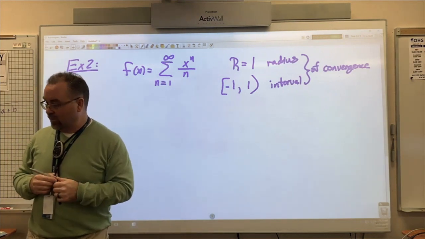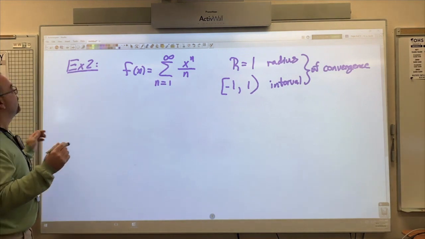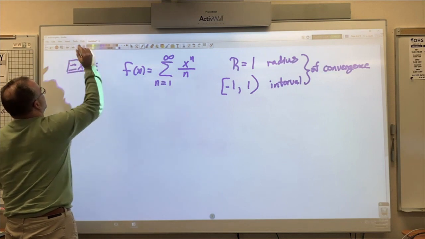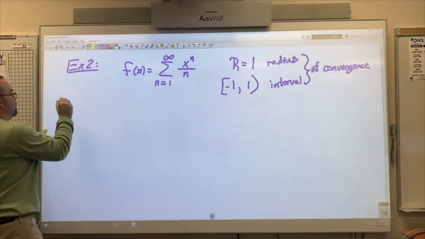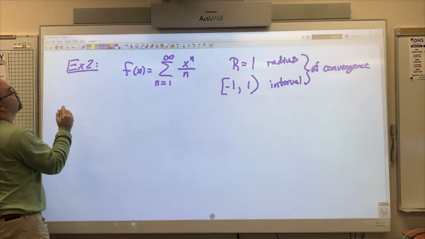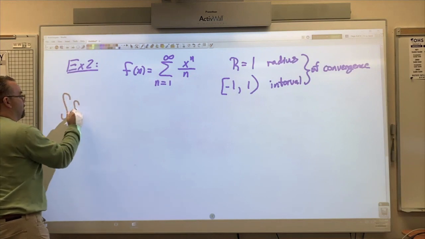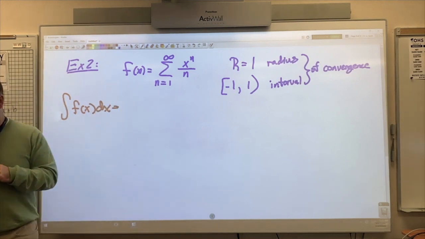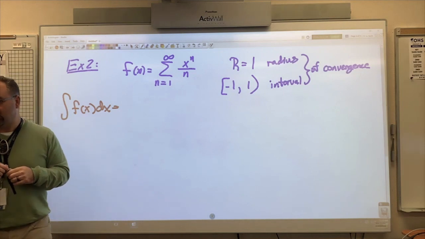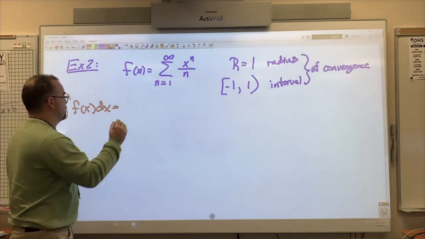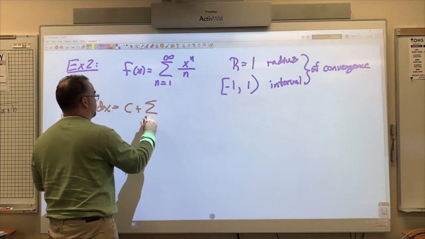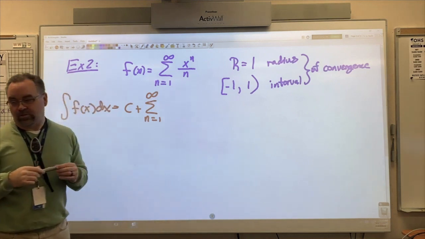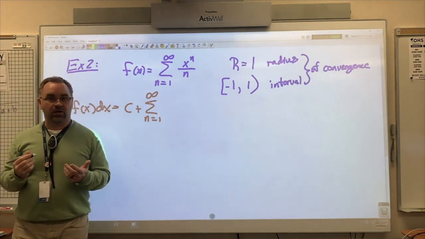take an integral. So first of all, let's grab a different color so that we're clear here. Let's start by integrating. There we go. The integral of f of x dx. Okay, well, I know that when I integrate it, I get c plus the sum, n equals 1 to infinity. Okay, so there's still going to be a 1 over n in here.